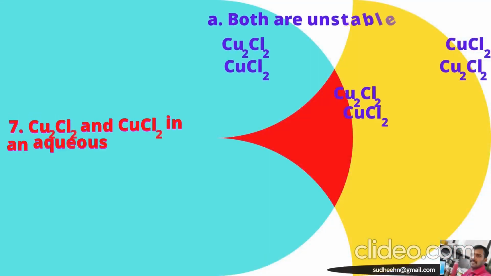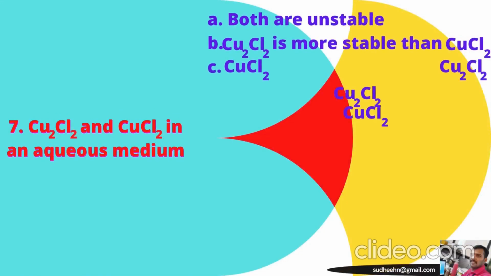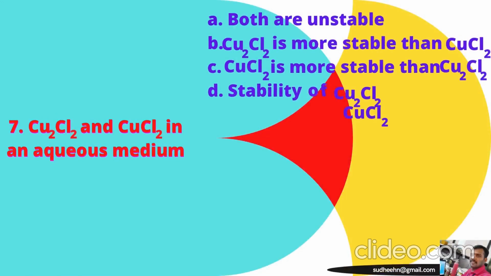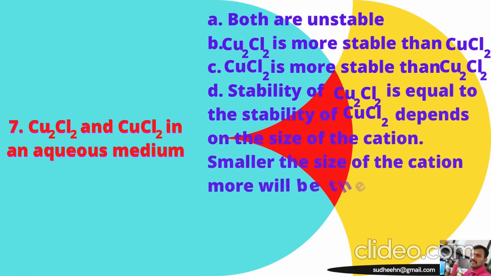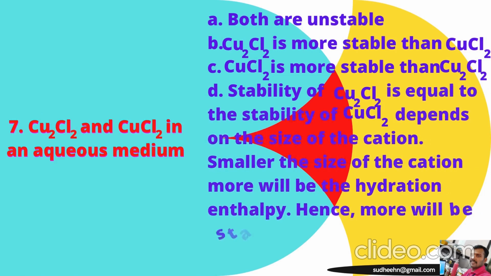Question number 7. Cuprous chloride and cupric chloride in an aqueous solution medium. The options given are: option A, both are unstable. Option B, cuprous chloride is more stable than cupric chloride. Option C, cupric chloride is more stable than cuprous chloride. Option D, stability of cuprous chloride is equal to stability of cupric chloride. It depends on the size of the cation. Smaller the size of the cation, more will be the hydration enthalpy. Hence, more will be the stability.